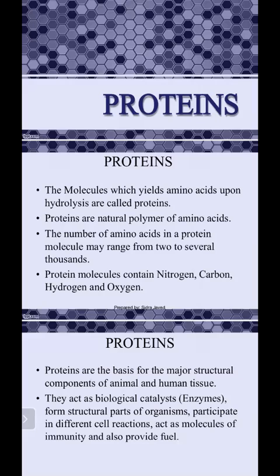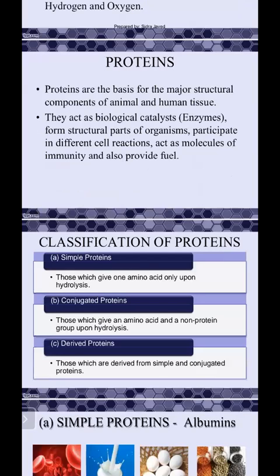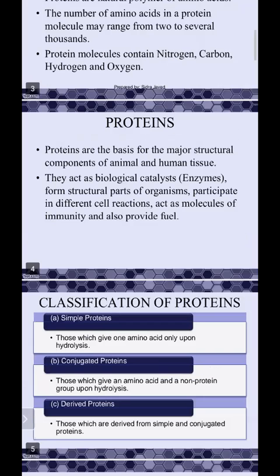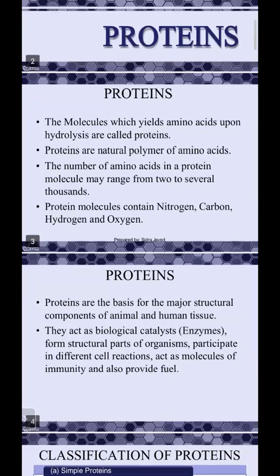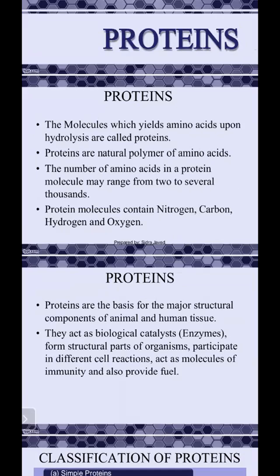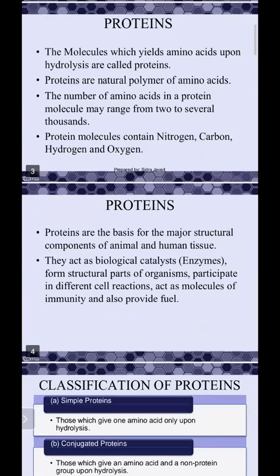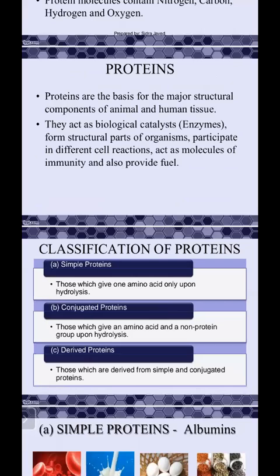Then, in our body we have protein, lipids, and carbohydrates. Proteins are the basis for the major structural components of animal and human tissues. Not only in human beings but also in animals, the major structural component is protein. Upon hydrolysis, proteins give amino acids, the building block polymers of proteins.